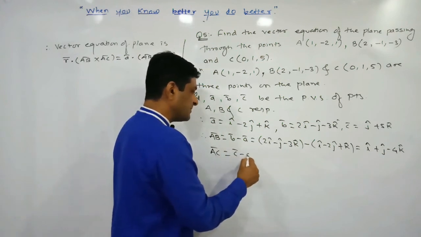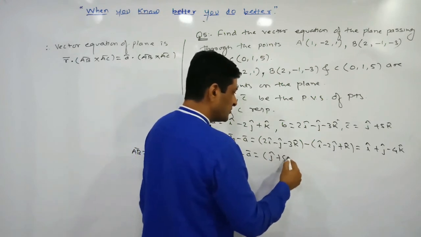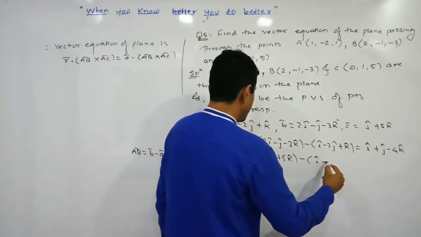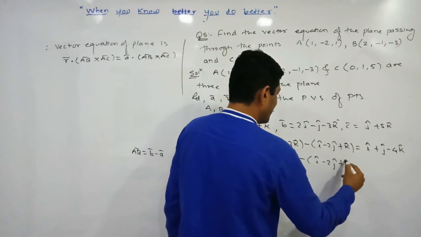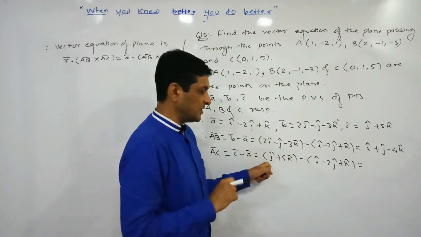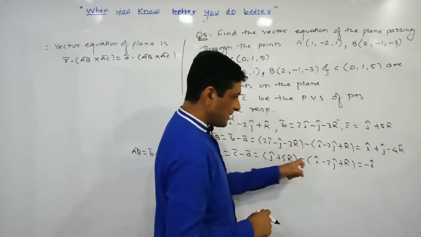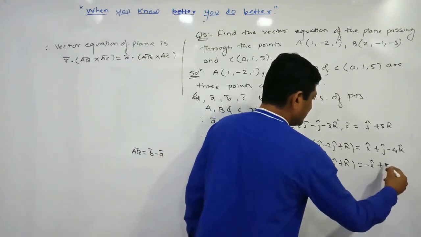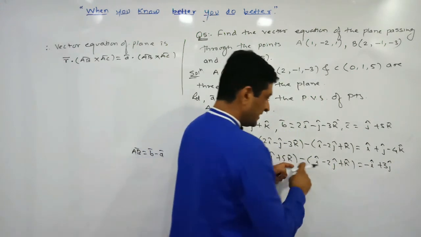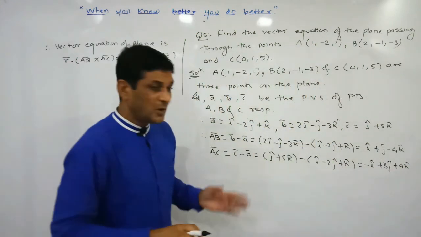AC bar is equal to C bar minus A bar. What is the value of C bar here? J cap plus 5k cap, minus the value of A bar, which is i cap minus 2j cap plus k cap. Now take the difference. Here the term of i cap is missing. Its meaning is that its coefficient is what? 0. 0i minus i will be equal to minus i. Then j minus minus means plus 2j, so 3j. Here j plus 2j is 3j, and 5k minus k will be equal to what? 4k.